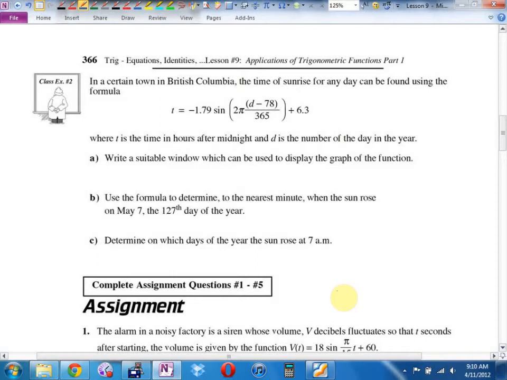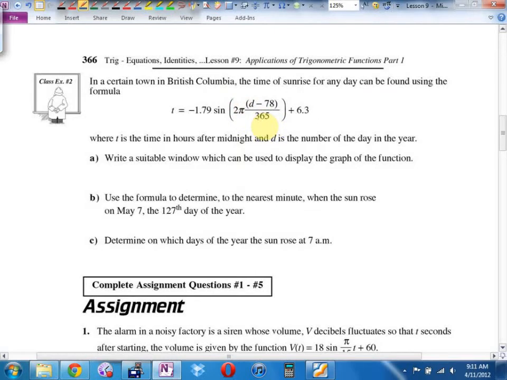In a certain town in British Columbia, the time for sunrise for any day can be found using that equation. What's the amplitude of this trig equation? Steph, what's the amplitude? Not negative, right? We said amplitude is always positive, 1.79. What's the phase shift? 78 to the right, yes? Brackets, right? What's the vertical displacement? 6.3. What's the period? 2 pi over 365. It's a little weird because they put part of the coefficient here and part there, but I'm pretty sure that's the coefficient.